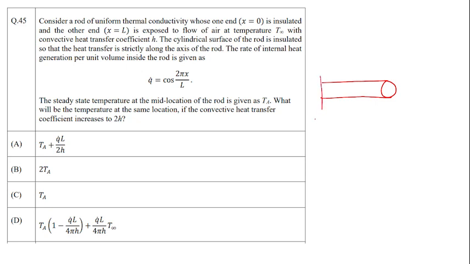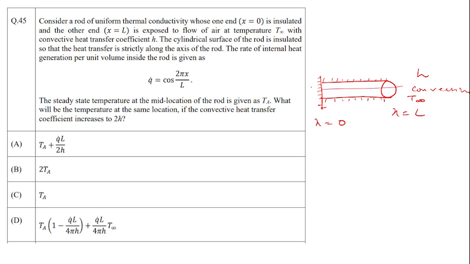Suppose this end at x is equal to 0 is insulated. So this is insulated. And the other end x is equal to L is exposed to flow of air at temperature T infinity. So here convection is going on, and the temperature is T infinity or ambient temperature, with convective heat transfer coefficient of h, and the cylindrical surface of the rod is insulated. So this is also insulated, so that the heat transfer is strictly along the axis of the rod.